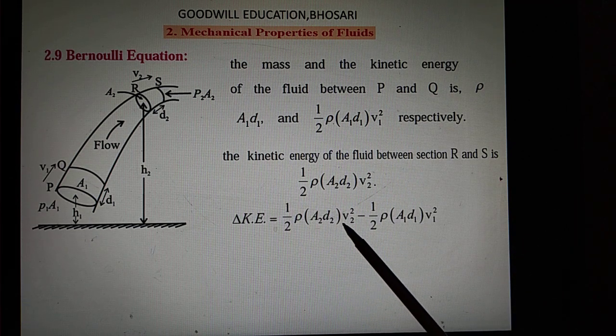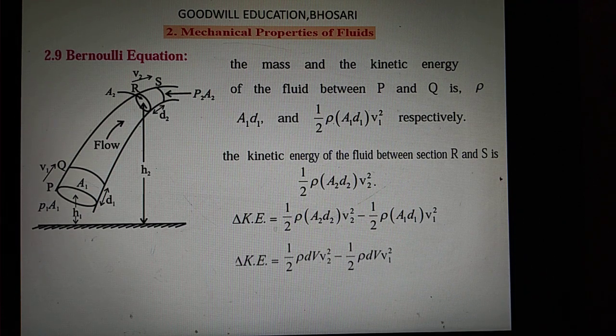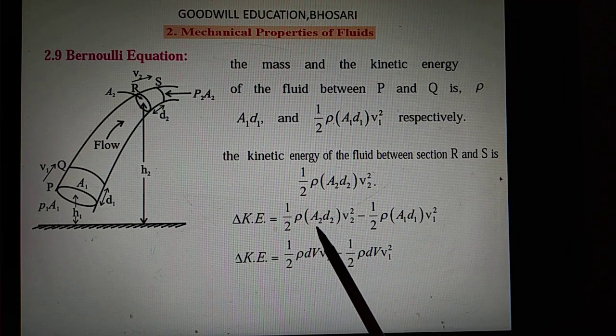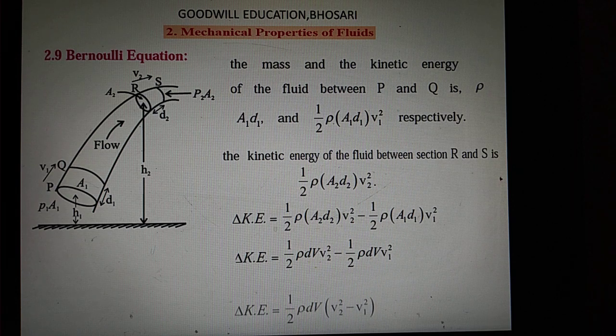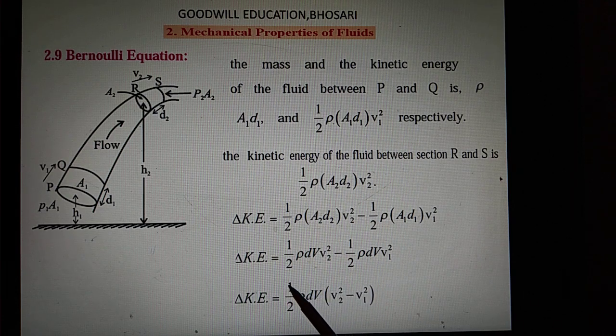So the change in kinetic energy is nothing but this one minus this one: half of rho A2 D2 V2 square minus half of rho A1 D1 V1 square. These are the velocities. Okay. Here, we know that A1 D1 and A2 D2 are both equal to the same volume dV, so we can simplify this equation to half of rho dV times V2 square minus V1 square. Is it right?